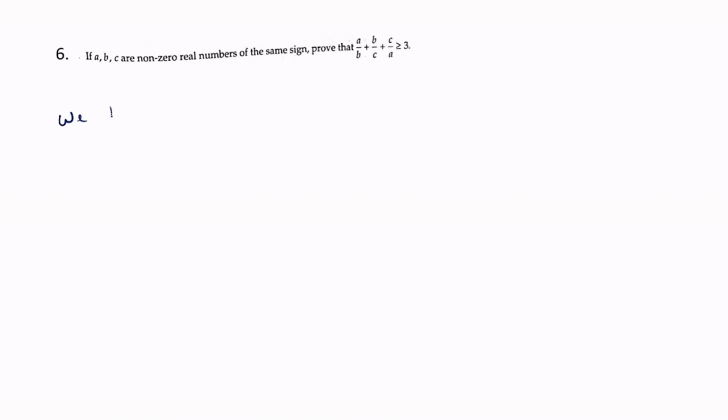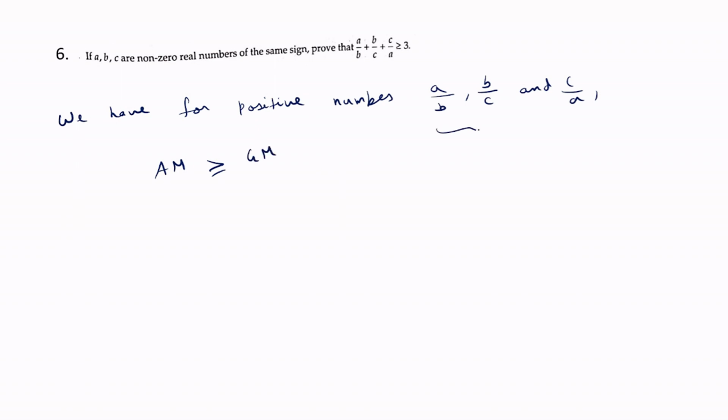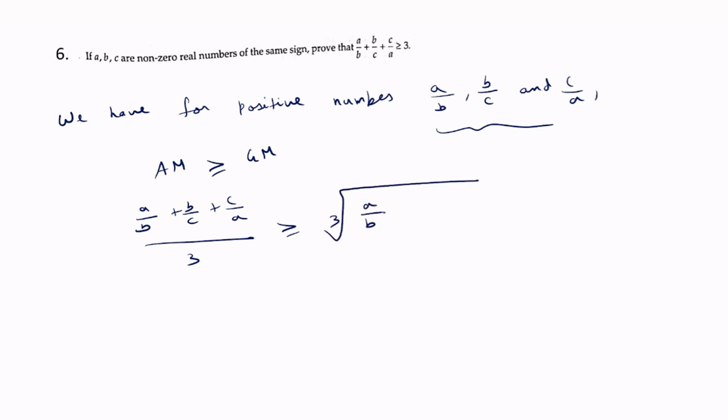So we have, for positive numbers a by b, b by c and c by a, arithmetic mean greater than or equal to geometric mean. So the arithmetic mean of these three is (a by b plus b by c plus c by a) by 3, which is greater than or equal to the geometric mean. The geometric mean is the cube root of a by b into b by c into c by a.